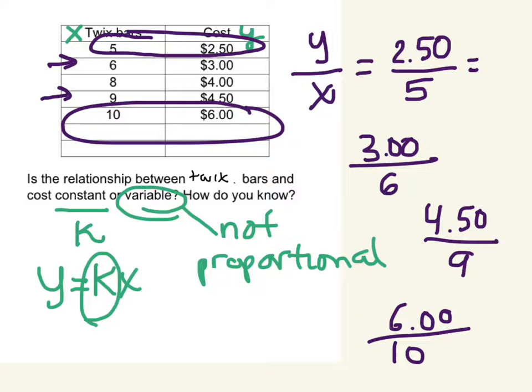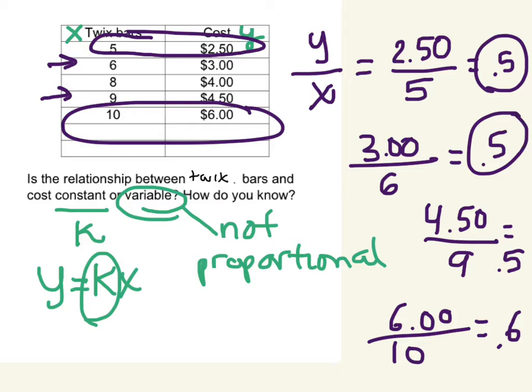2.50 divided by 5, or I could put it in 250 over 5 as a fraction and convert it to a decimal. I get 0.5. $3 divided by 6, I get 0.5. 4.50 divided by 9, I get 0.5, and $6 divided by 10, I get 0.6.